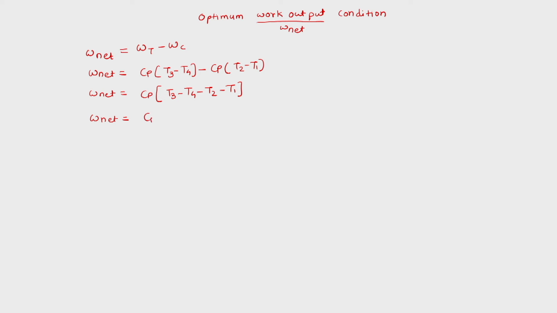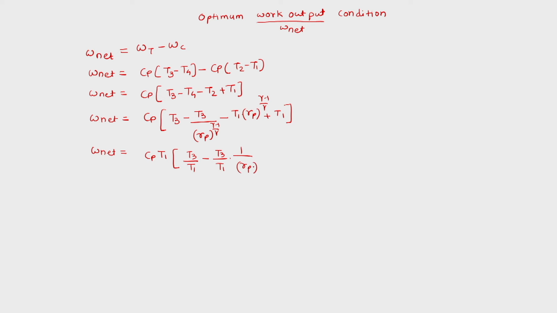So W net is equal to Cp into [T3 minus T3 upon Rp raised to (gamma minus 1) upon gamma, minus T1 into Rp raised to (gamma minus 1) upon gamma, plus T1]. Now we take T1 as common in this bracket. So W net is Cp T1 times [T3 by T1 minus T3 by T1 into 1 upon Rp raised to (gamma minus 1) upon gamma, minus Rp raised to (gamma minus 1) upon gamma, plus 1]. So this is what we have arrived at.